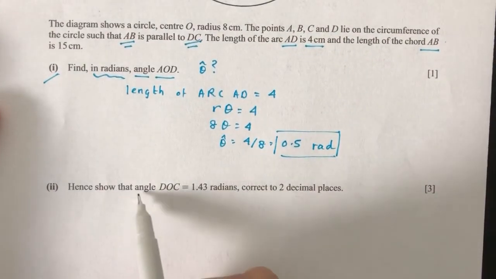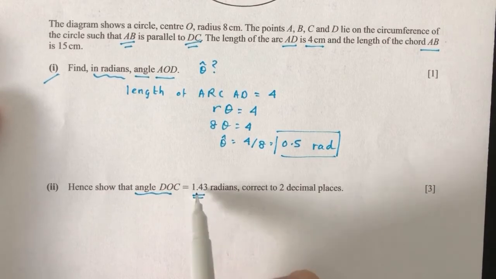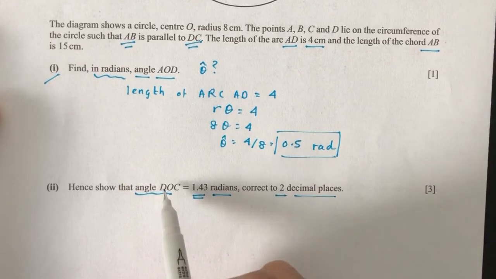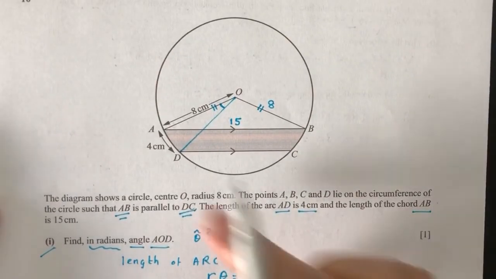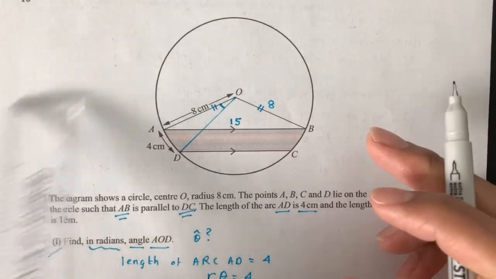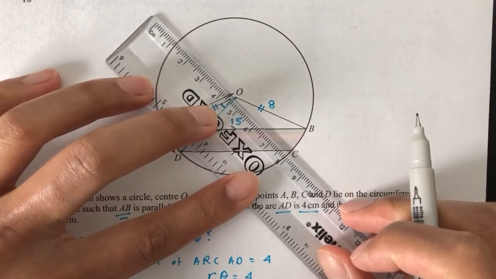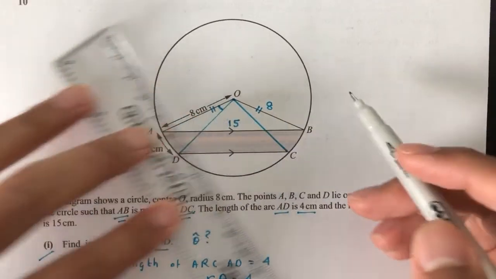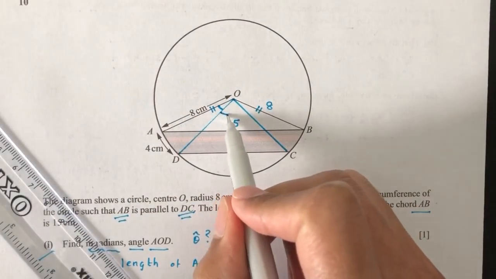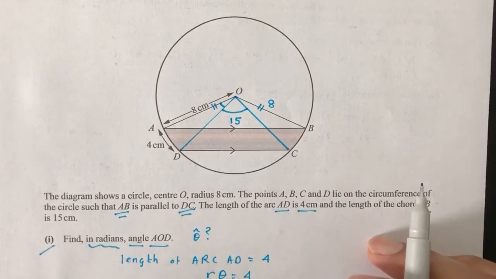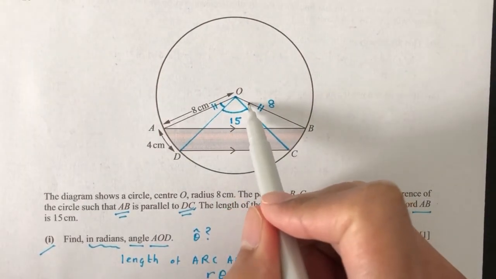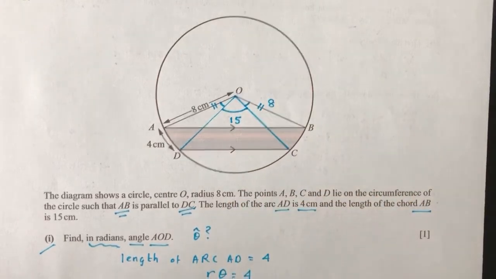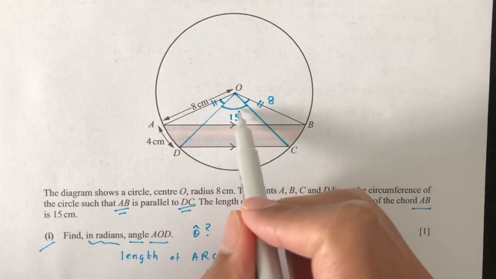Hence show that angle DOC is equal to 1.43 radians, correct to 2 decimal places. So what is angle DOC? Let's draw this line and find out where angle DOC is. So we are trying to find this angle. This angle here and this are the same. If this is 0.5, this also will be 0.5. So let's find this angle here first.